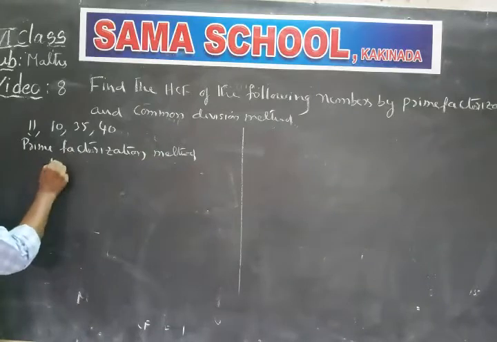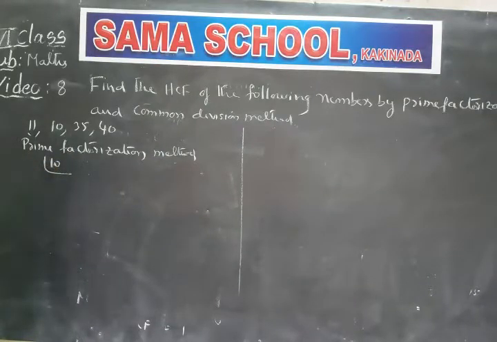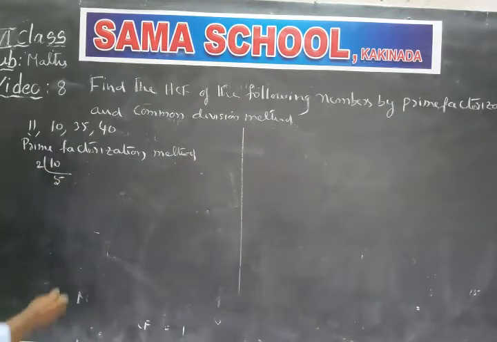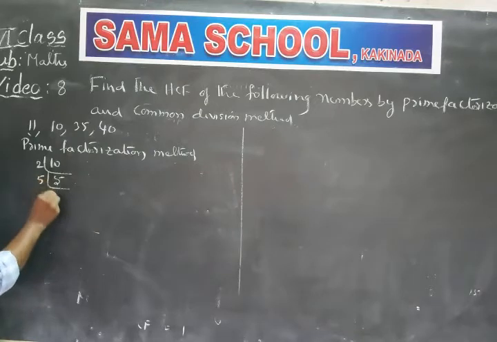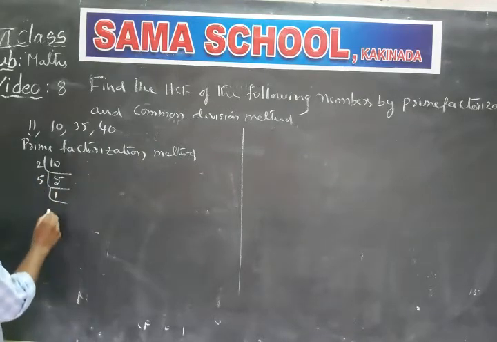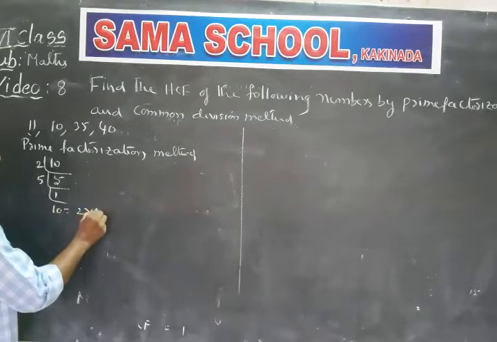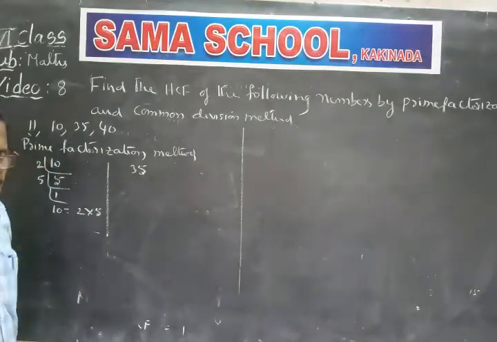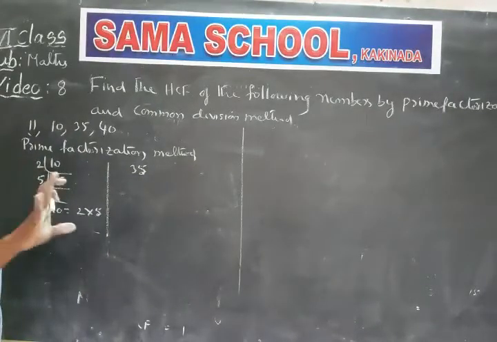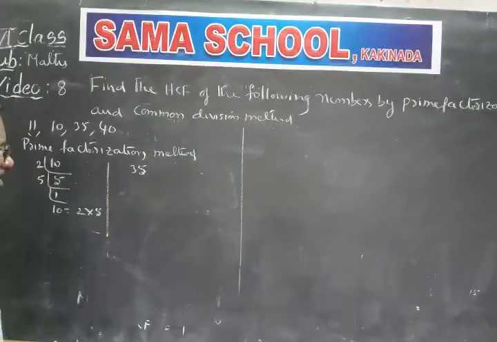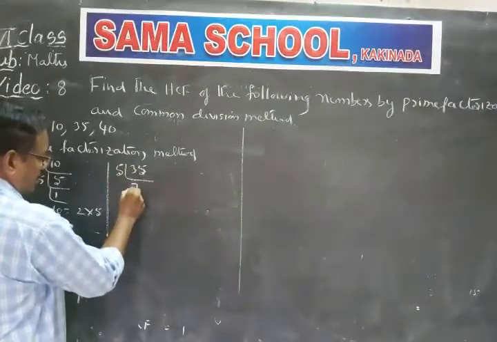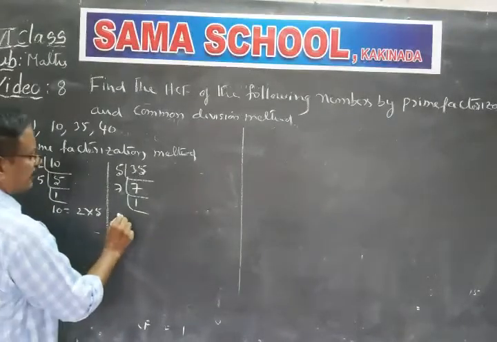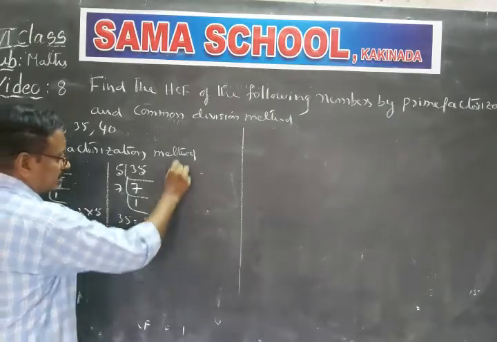First, 10. What is the smallest prime number that divides it? 2. 2 5s are 10. Now 5 1s are 5. So 10 is equal to 2 into 5. The other one is 35. 2 does not divide 35. What is the next prime number? 3 does not divide it. The next prime number is 5. 5 7s are 35. 7 1s are 7. So 35 is equal to 5 into 7.